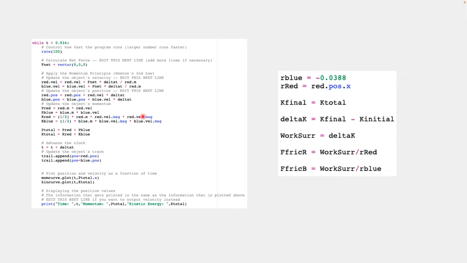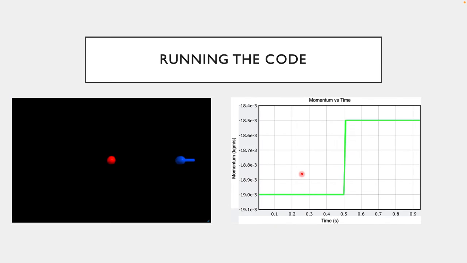Then I have the second loop, which is just from 0.5 to 0.934, and it's exactly the same. Then finally at the end, I calculate the total displacement of the blue cart and the total displacement of the red cart, and then I get the final kinetic energy, and that way I can see the change in kinetic energy. And I also want to see if there is any work done by the surroundings. So if the change in kinetic energy is 0, there's going to be 0 work done by the surroundings. And then I calculate the friction that was done on each cart because it's not truly frictionless.